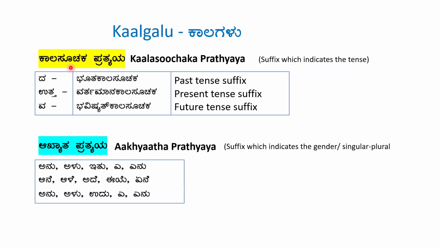As I told you, there are three Kalasuchaka Pratyaya: the, Utta and Va. The indicates Bhuta Kala, Utta indicates Vartamana Kala, and Va indicates Bhavishyat Kala. These are some of the Akhyata Pratyayas: Anu, Alu, Itu, E, Enu, Ane, Ale, etc. So Akhyata Pratyaya is nothing but the suffix, the letter which indicates the action is done by male or female, or a single person or multiple people.